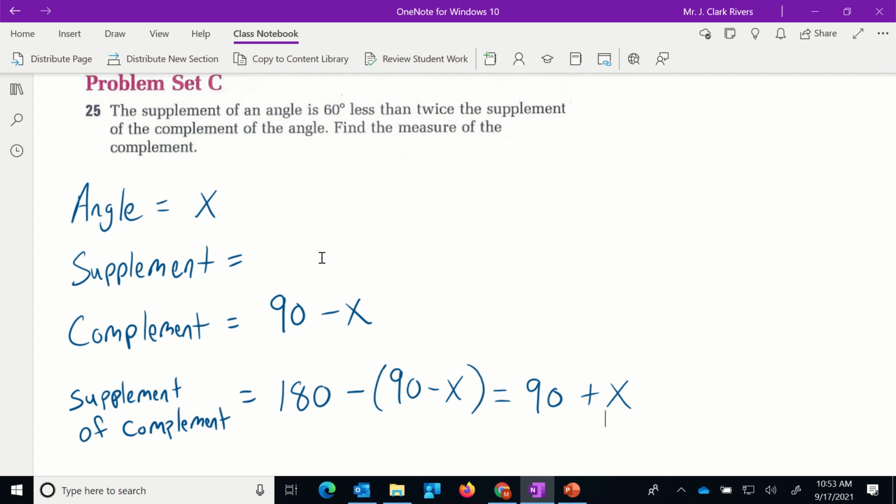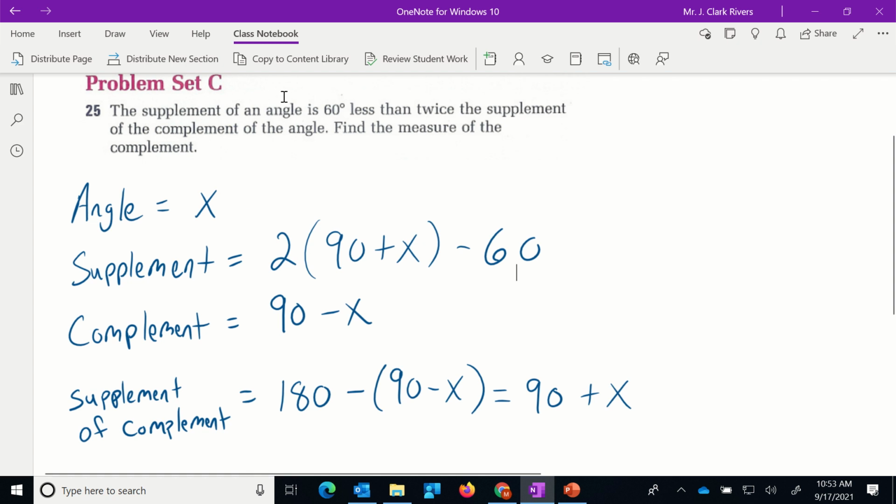Marshall. Is it 2 times 90 plus x minus 60? Let's read it one more time and see if it is. The supplement of an angle is, so the supplement is 60 degrees less, minus 60, than twice the supplement of the complement. So that's twice the supplement of the complement. Marshall, that is it. Good job.